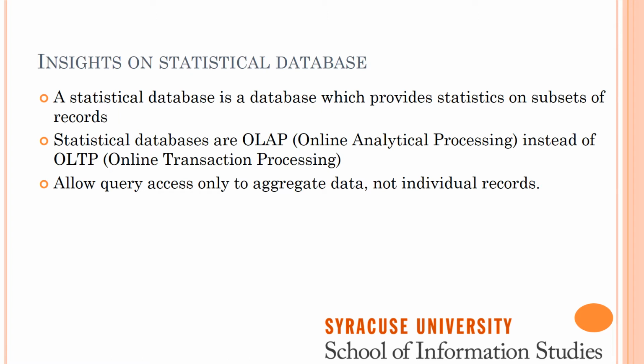A statistical database is a database that provides statistics on subsets of records. They are OLAP, which is online analytical processing, instead of OLTP, which is online transactional processing. So you might wonder, why do we use OLAP and not OLTP? In OLTP databases, there is detailed and current individual data, which is of very high volume and less complex, whereas OLAP is characterized by relatively low volume of transactions, but queries are often very complex and involve aggregations. As a result, statistical databases allow query access only to aggregated data and not individual records.